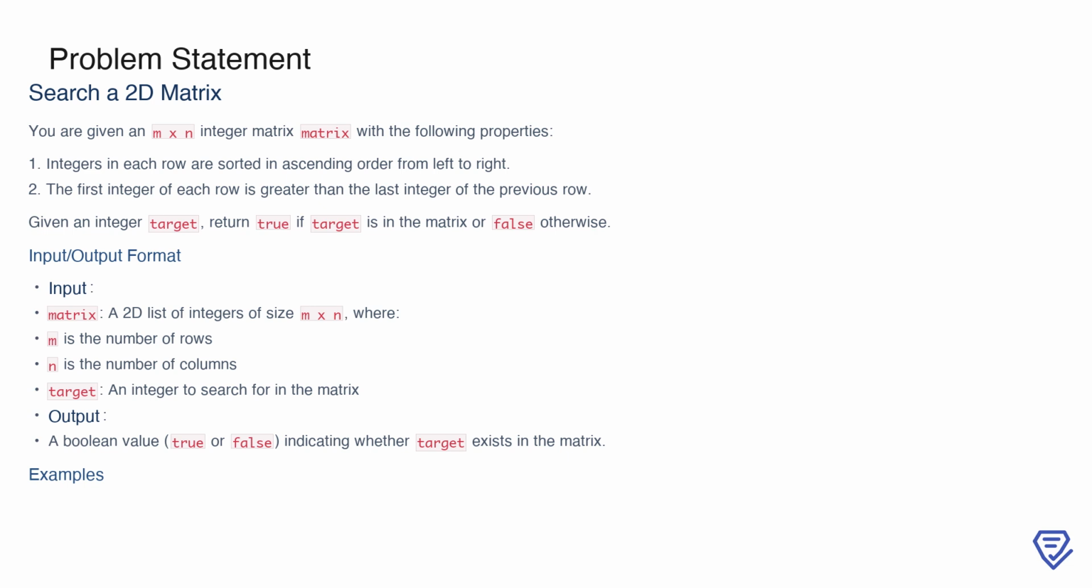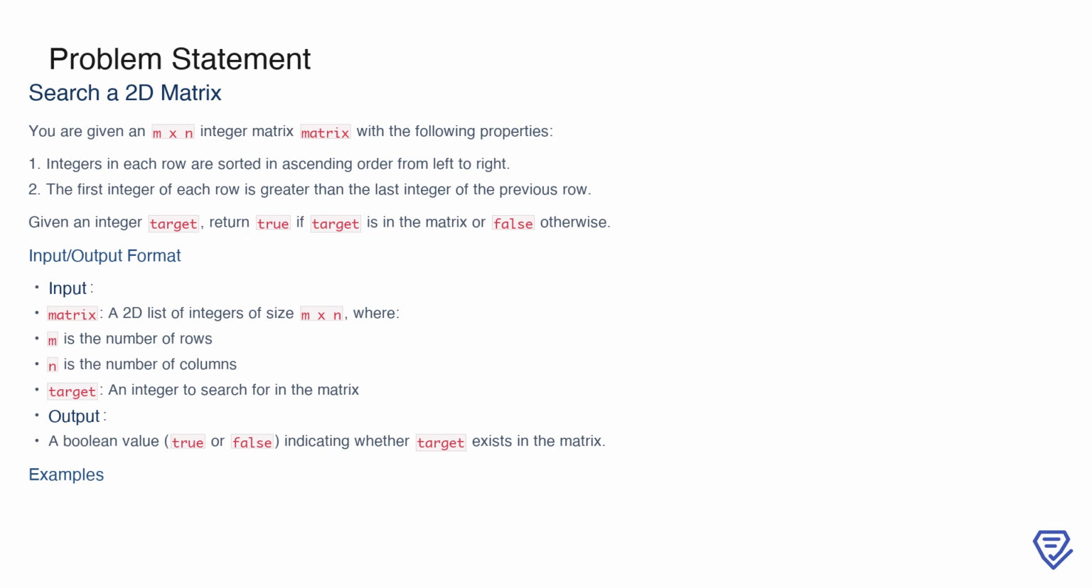In this problem, we are tasked with searching for a specific integer, called target, in a 2D matrix. The matrix has some special properties that we can use to simplify our search. First, within each row, the integers are sorted in ascending order from left to right. Second, the first integer of each row is greater than the last integer of the previous row. These properties essentially make the matrix behave like a sorted array when viewed row by row.